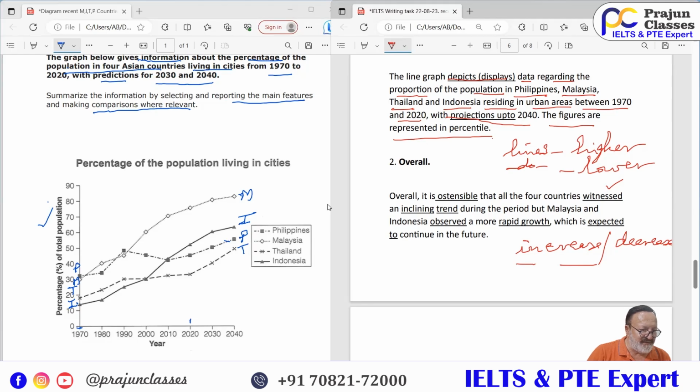All the 4 countries, you see, they reach a higher figure than their initial figure. So they witnessed an inclining trend during the period. Okay, this is clear. But I'm saying there's a contradiction. Malaysia and Indonesia, they observed a more rapid growth. So Malaysia, you see, it observed a more rapid growth. Even Indonesia observed a more rapid growth. Here, the growth is less. So we have mentioned "which is expected to continue in the future." So this will make it a complex sentence, and it is expected to continue in the future, because here also it continues in the future. So this is the overall.